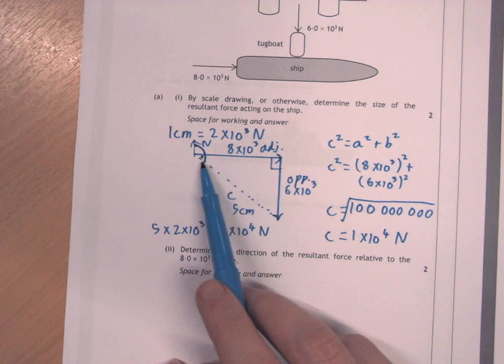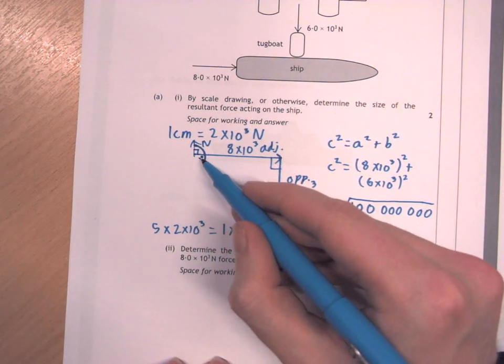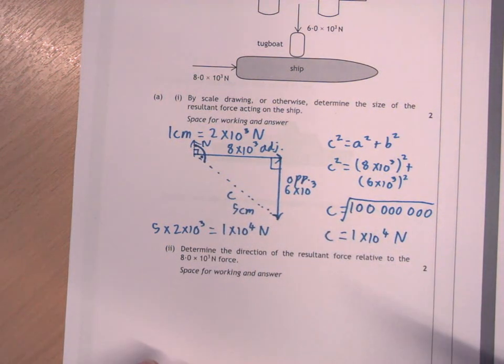Once you've used tan, think about what you need to do. Well, this thing up here is 90 degrees. If you've worked out that little angle in there, and we know that that little bit is 90, well, what do we need to do? We need to add them.